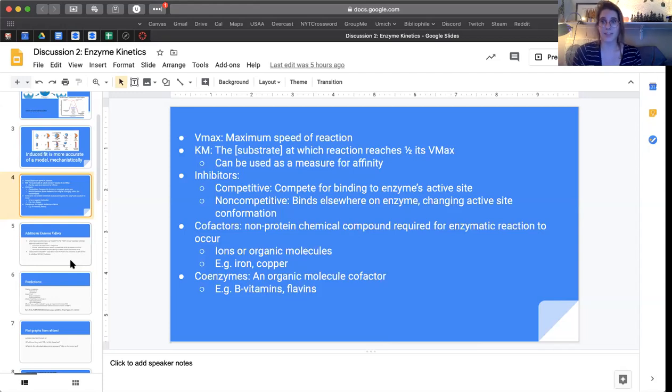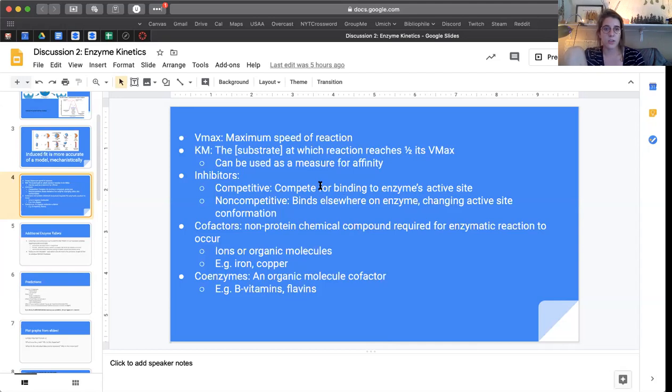With non-competitive, it's kind of the opposite. The inhibitor is binding somewhere else on the enzyme, but it's causing some sort of structural change that changes the active site enough that it can't bind to the substrate any longer. In that case, you can keep adding substrate all you want, but if the active site is of no use, you're not going to be able to get a reaction out of that regardless. So that's the big difference.